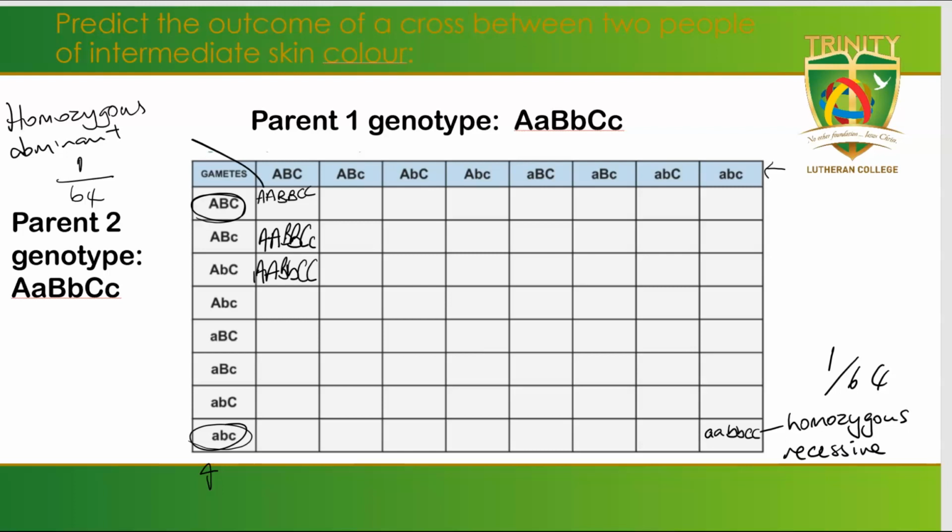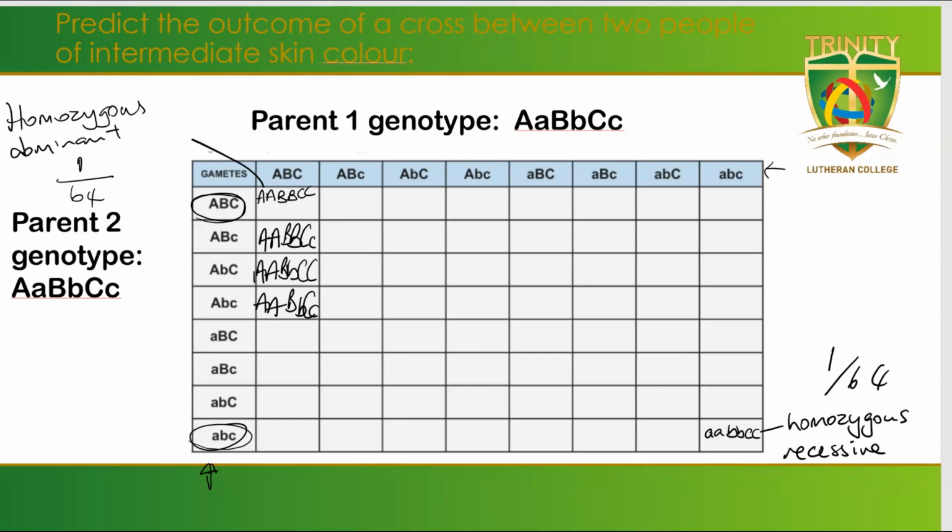You've really got to watch what you're doing as you're doing this. Big A, big B, little b, heterozygous, and big C, little c, heterozygous for C. Pause the video now and have a go yourself on your paper.